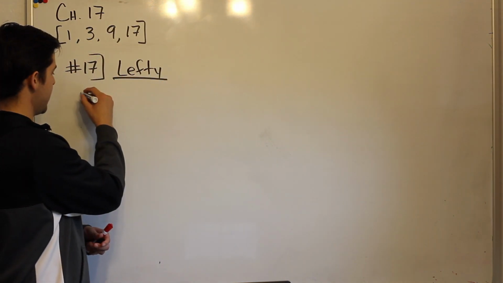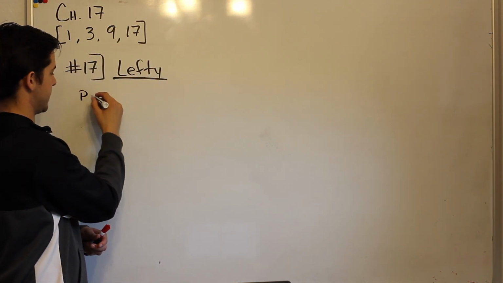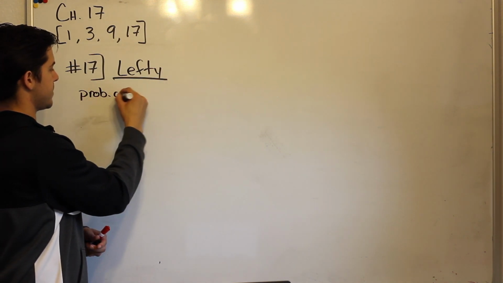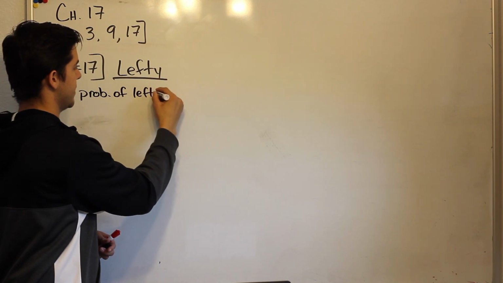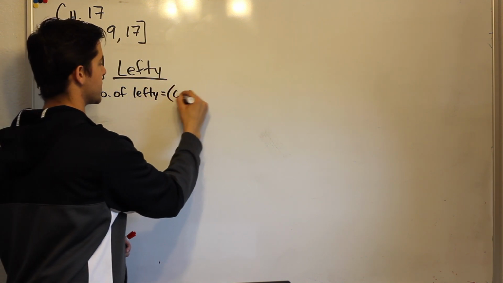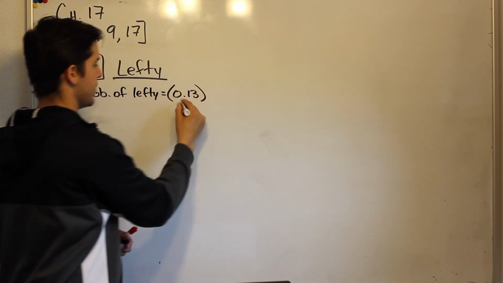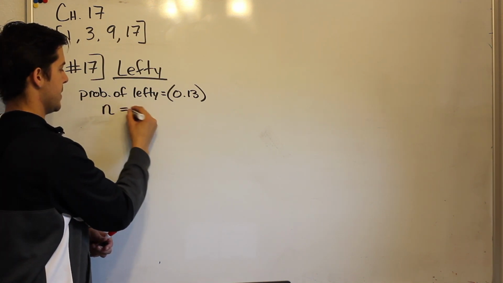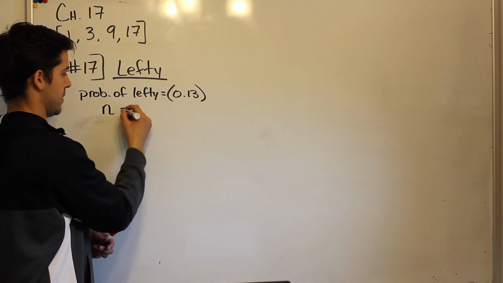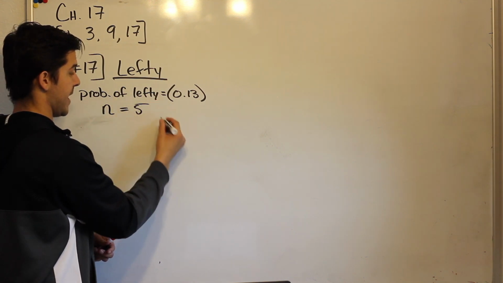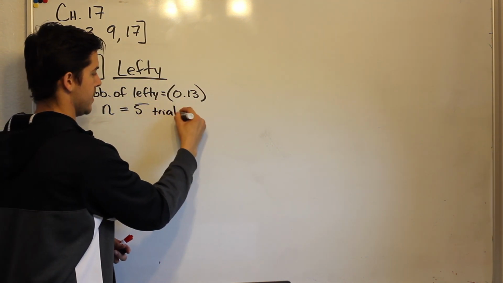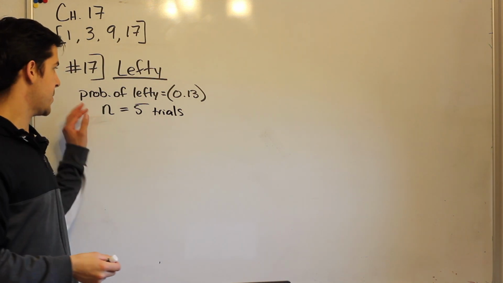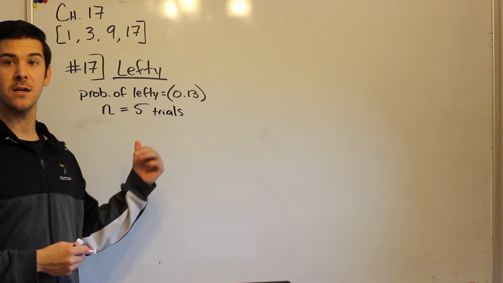So, I'm going to put here the probability of a lefty equals 13%. In addition, we are running n equals 5 trials. So the problem starts off by stating the probability of somebody being a lefty and tells us the number of trials we have.